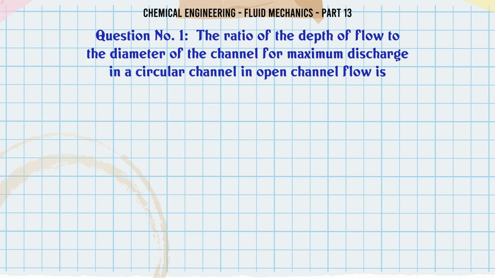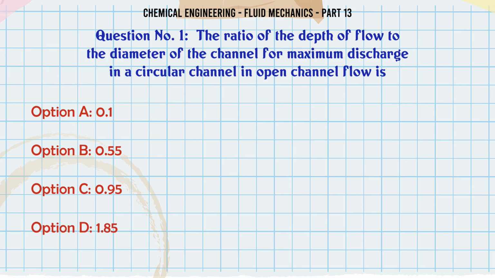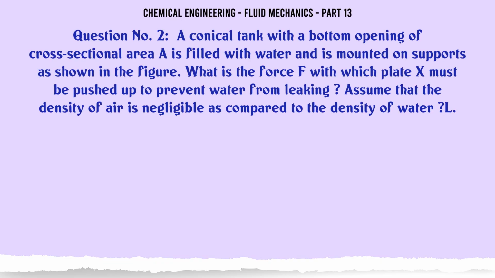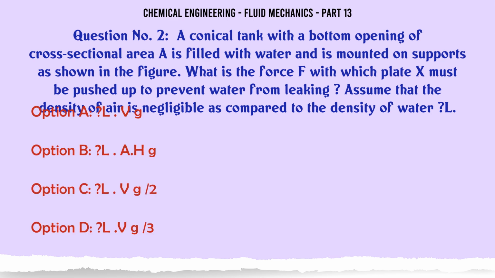The ratio of the depth of flow to the diameter of the channel for maximum discharge in a circular channel in open channel flow is A. 0.1, B. 0.55, C. 0.95, D. 1.85. The correct answer is 0.95.